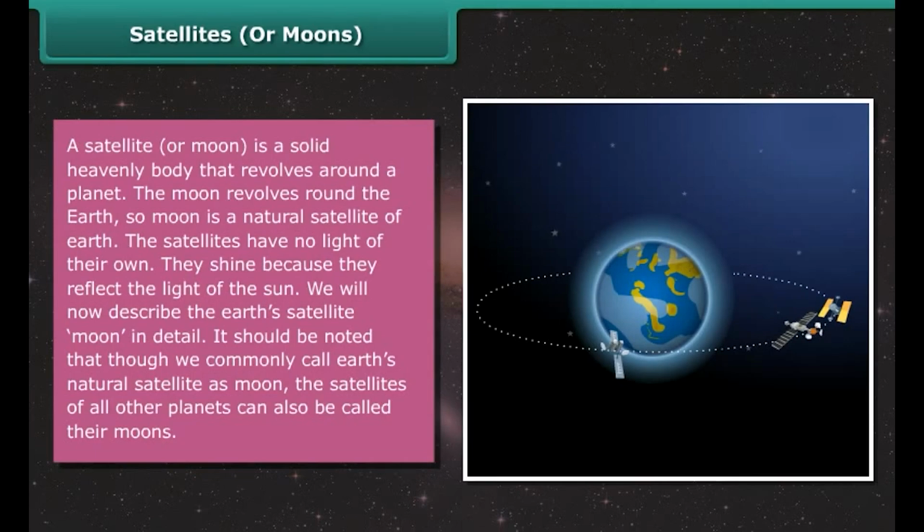They shine because they reflect the light of the Sun. We will now describe the Earth's satellite moon in detail. It should be noted that though we commonly call Earth's natural satellite as moon, the satellites of all other planets can also be called their moons.